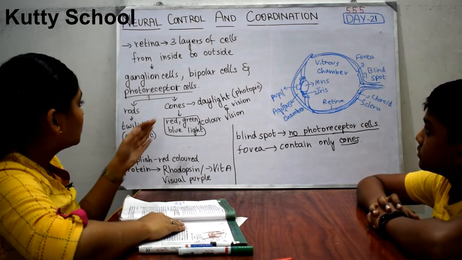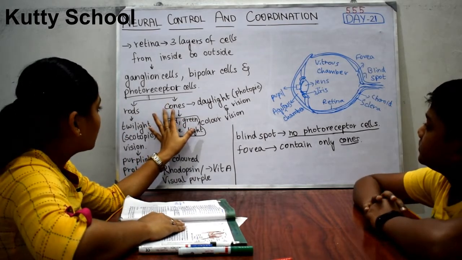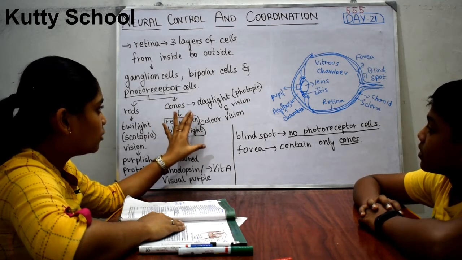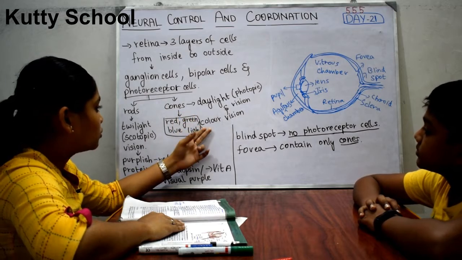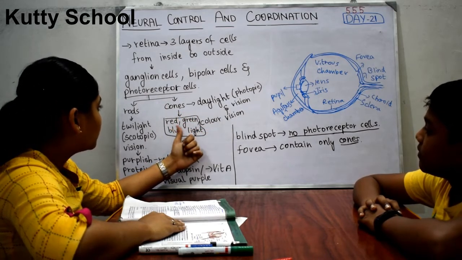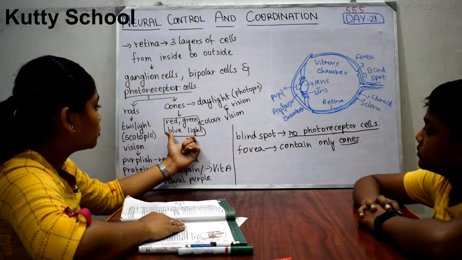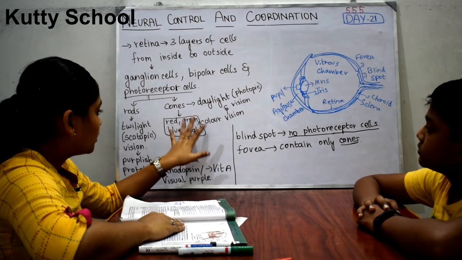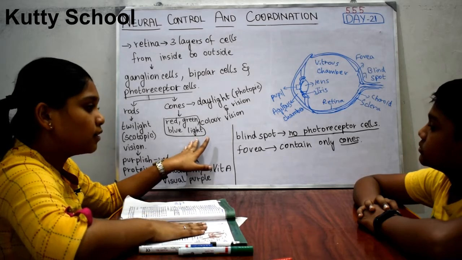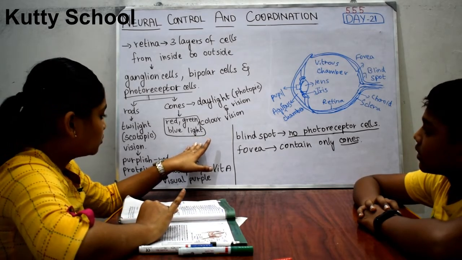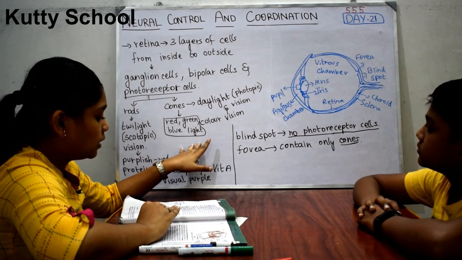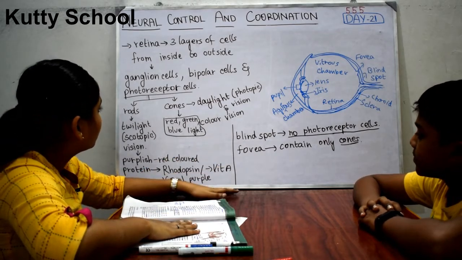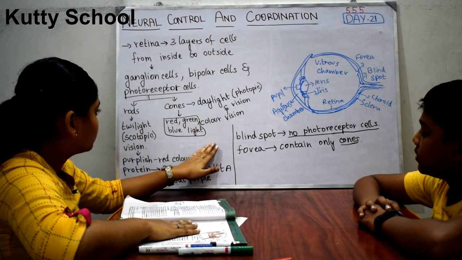Next one is cones. These cones function in daylight, or photopic vision. It is also known as color vision. These cones have specific receptors to detect red, green and blue light. When these 3 receptors are equally stimulated, white light is generated. So this is about rods and cones.